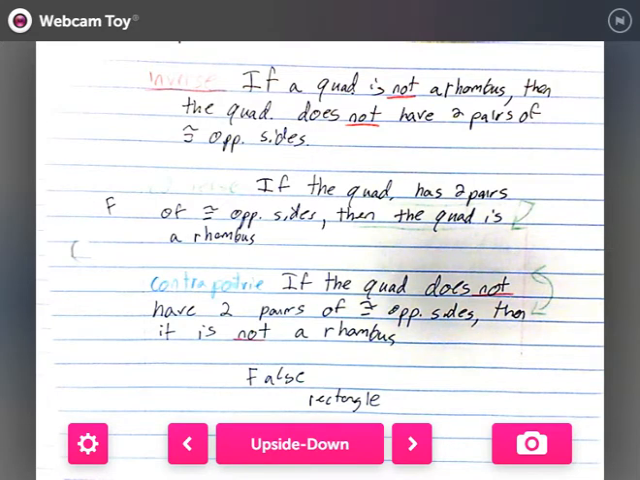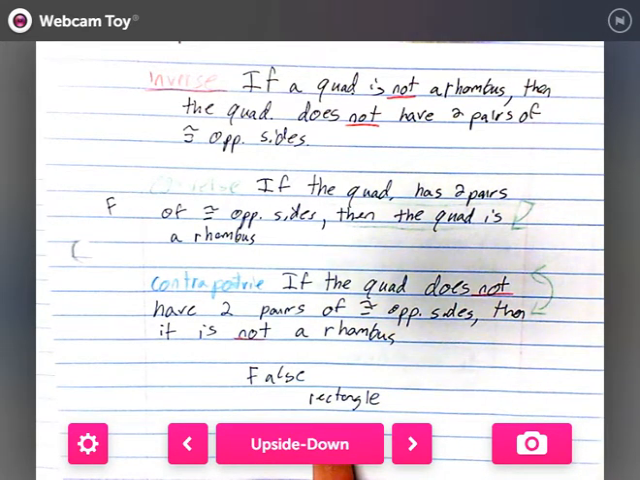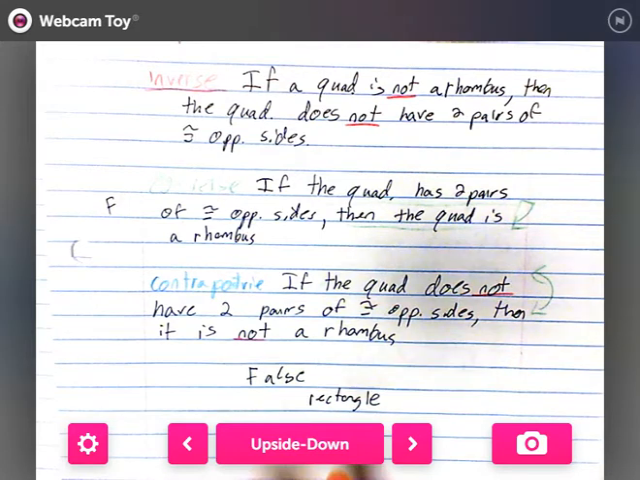Okay, you ready for the next one? Or are you guys still writing? Still writing. My counterexample is a rectangle. A rectangle has two pairs of congruent opposite sides, and it's not a rhombus.